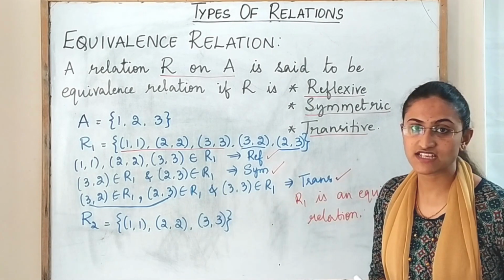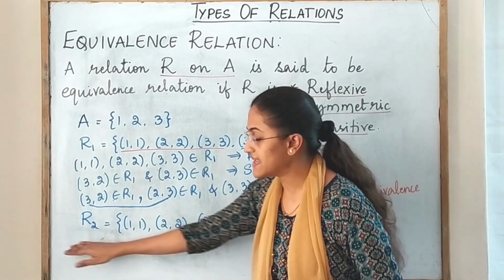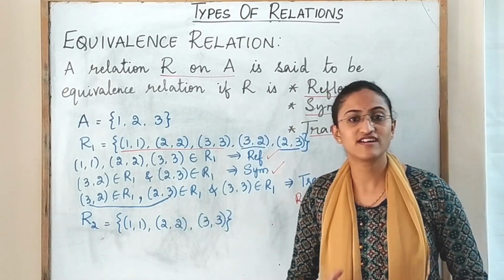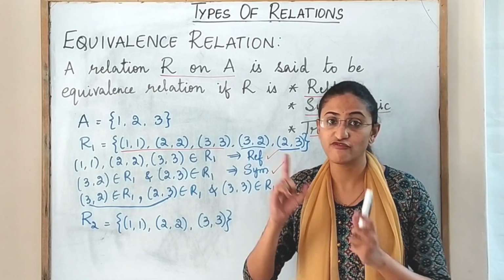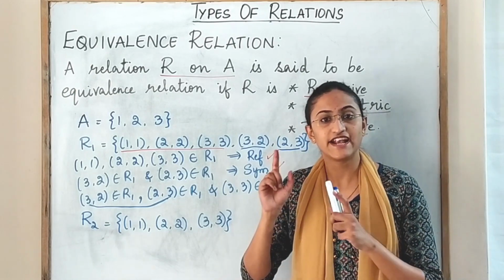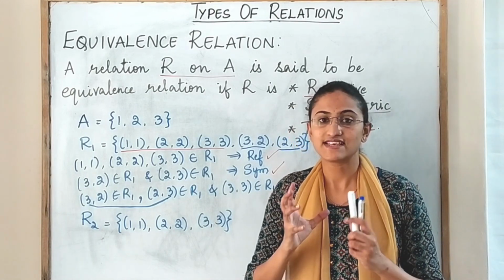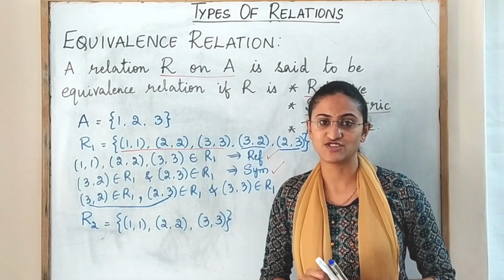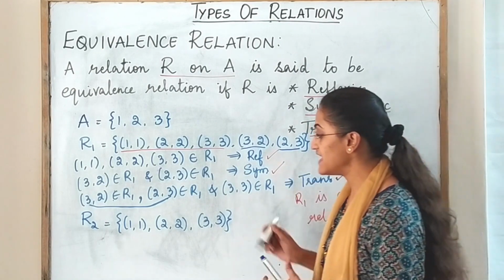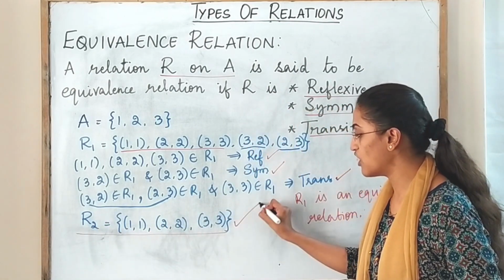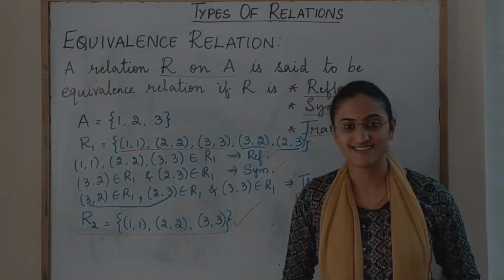Now, look at the next one, that is R2, again an identity relation. I have already told you that an identity relation will be a reflexive relation, it will be a symmetric relation and also a transitive relation. Since it satisfies all three conditions, you can conclude that any identity relation will always be an equivalence relation. In this module, we have covered all the types of relations. In the next module, we shall solve a lot of problems regarding the types of relations.